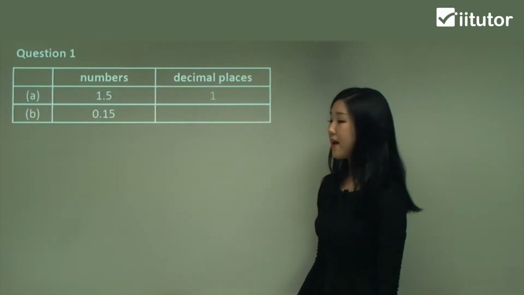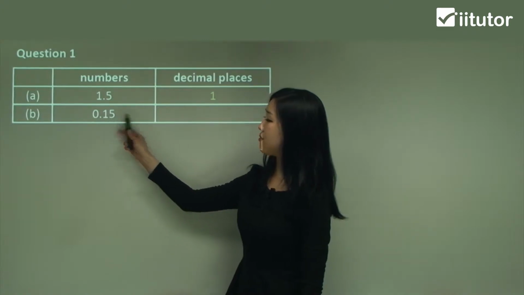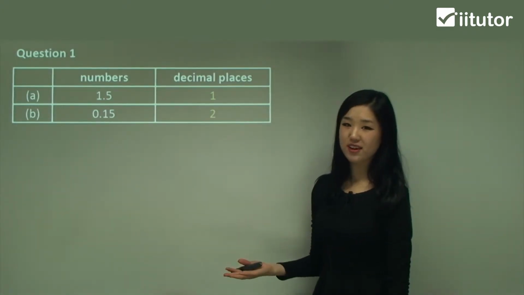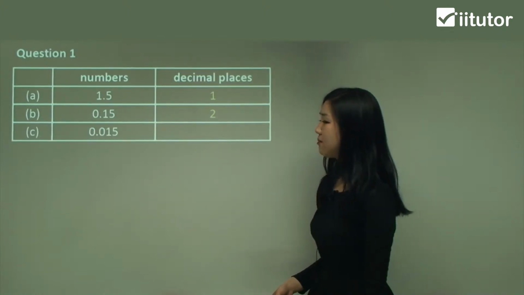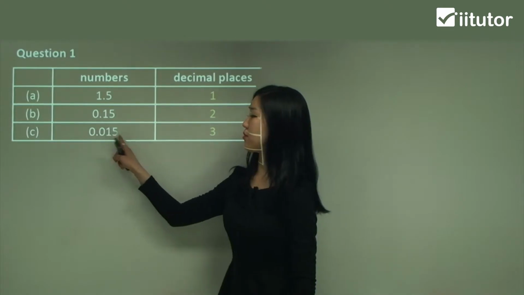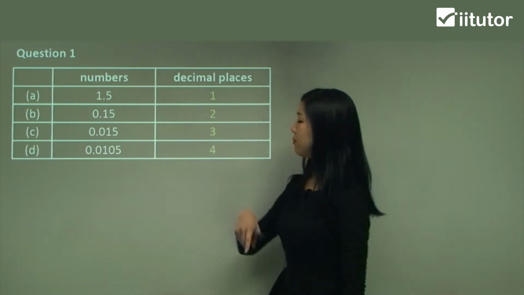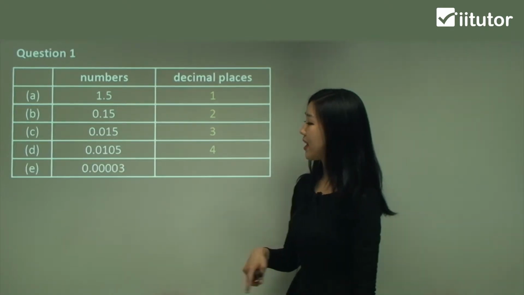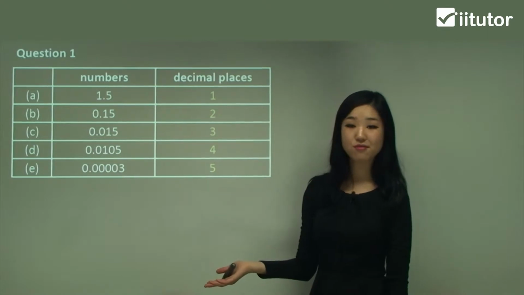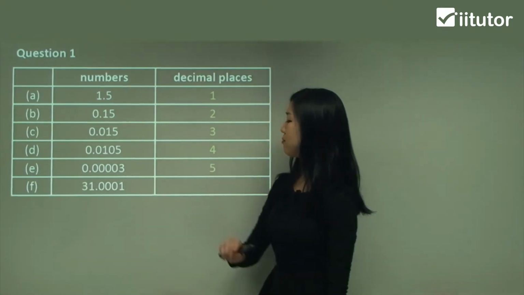Now B, how many numbers are there? Well, after the decimal point, there's 1 and 5, so 2 numbers altogether. So 2. Very, very easy. C, I think you guys can tell me. It's simply 3. 1, 2, 3. Now D, 1, 2, 3, 4, so 4. E, 1, 2, 3, 4, 5, so 5. And then F, 1, 2, 3, 4, so 4.